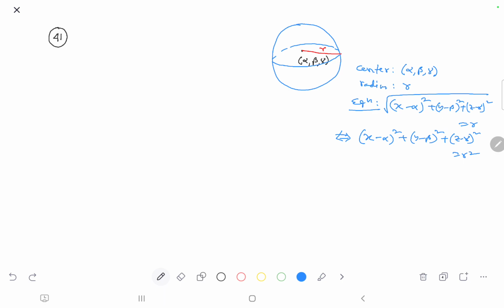Okay, so we will try to put our equation in this form: x minus alpha whole square, y minus beta whole square, z minus gamma whole square. Then from that we can calculate the center and radius. We do that. So let me write here 41. So x square plus y square plus z square we have now, minus 2x, plus 6y, and then plus 8z plus 1 equal to 0.